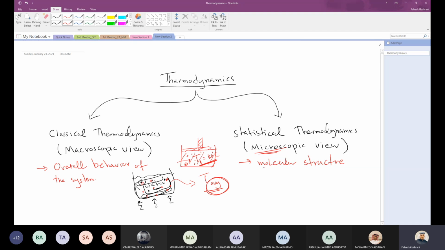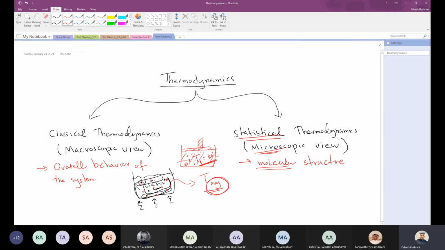Why do we call it statistical? Because of statistics. Usually we look at the molecular structure of these molecules and then we use statistical means, statistical methods, in order to analyze the system, to solve or understand its behavior based on statistical means and molecular structure.